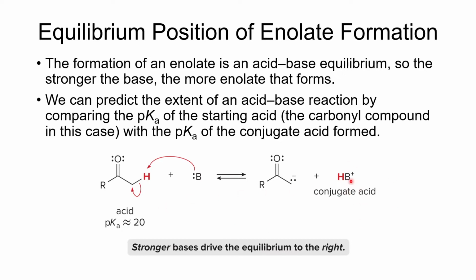The higher this pKa is, the weaker that conjugate acid is as an acid. So the weaker this is as an acid, the stronger this is as a base. So if we can get a higher pKa for the conjugate acid of our base than the pKa of our carbonyl compound, then we should get mostly our product, or at least a significant percentage of it will be in the enolate form. So just look at the pKa's and compare them.